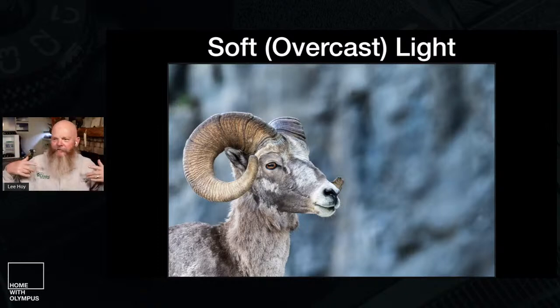He's molting, getting rid of his winter coat, going into his summer. But you notice because it's soft, there's no harsh shadows being cast by his horn onto his face. Often if you've got front light, you'll have a shadow on his eye or on his face from his horn. But here, none. Beautiful. I love overcast light. You can shoot all day and not have to worry about shadows or raccoon eyes on people.